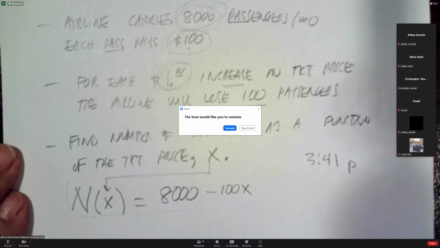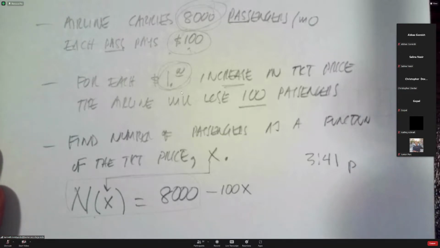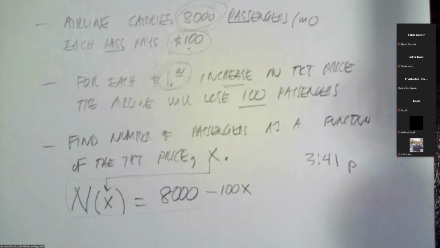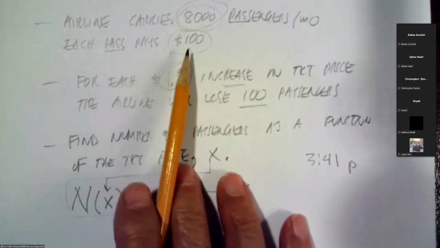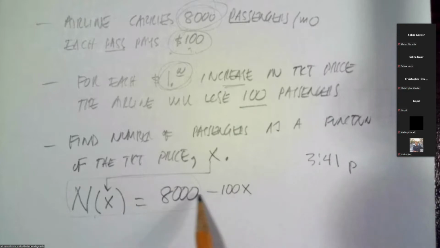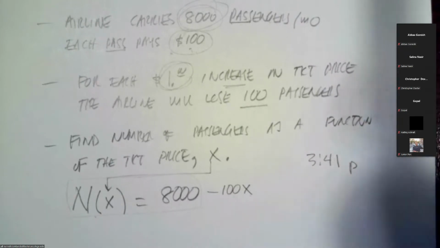Now, I don't agree, because the price is $100 and x is also the ticket price. So you're just saying ticket price times ticket price by saying 100x. If the ticket price were $100 and each passenger pays $100, this says it'd be 8,000 minus 100 times 100, minus 10,000. So we're losing money. That's why I'm saying that equation doesn't happen to work in this case.